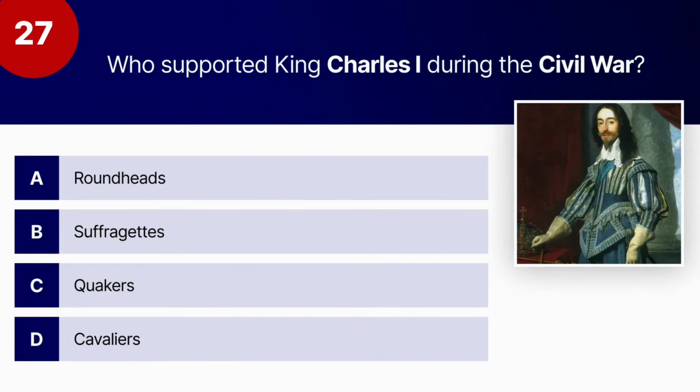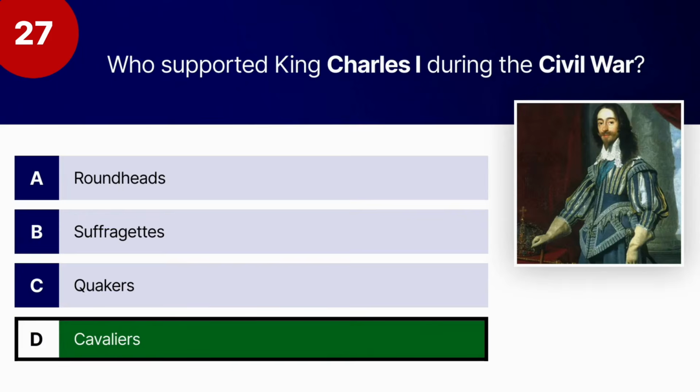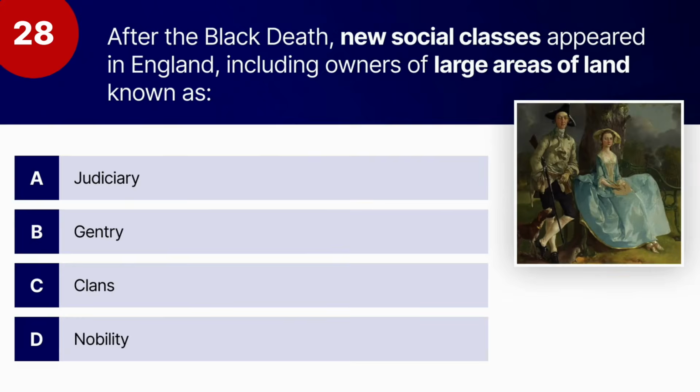Who supported King Charles I during the Civil War? A. Roundheads. B. Suffragettes. C. Quakers. D. Cavaliers. The answer is D. Cavaliers.